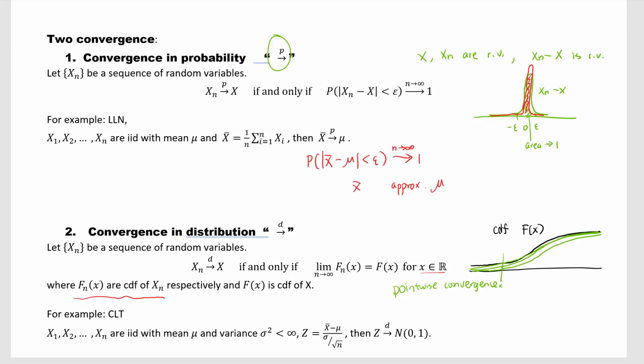So for convergence in distribution, our example is the central limit theorem. If we have IID data with mean mu and variance sigma squared, the standardized sample mean converges to the standard normal distribution in distribution. That is, the CDF of the Z's, when n goes to infinity, converges to the CDF of the standard normal distribution. So here are the two different convergences in this session.